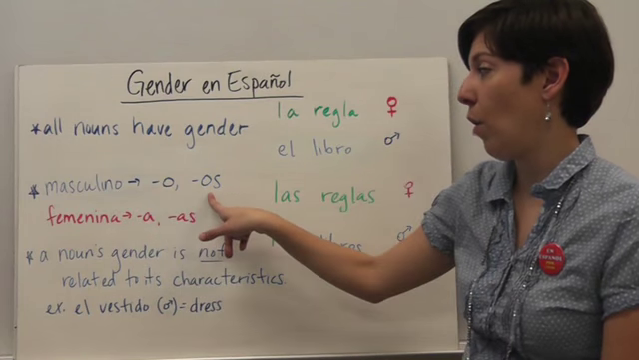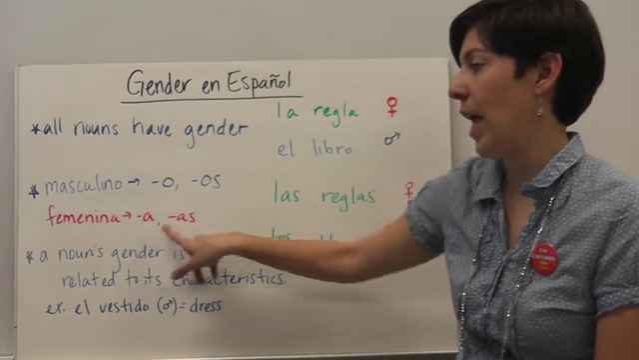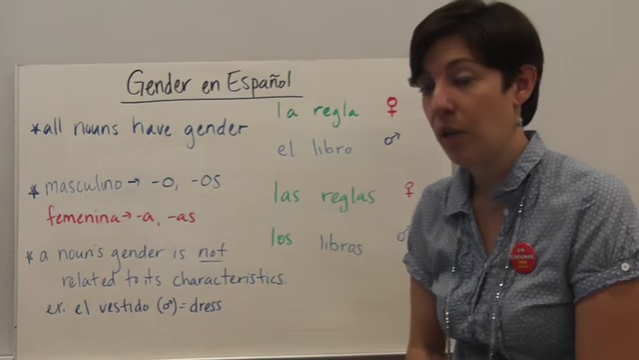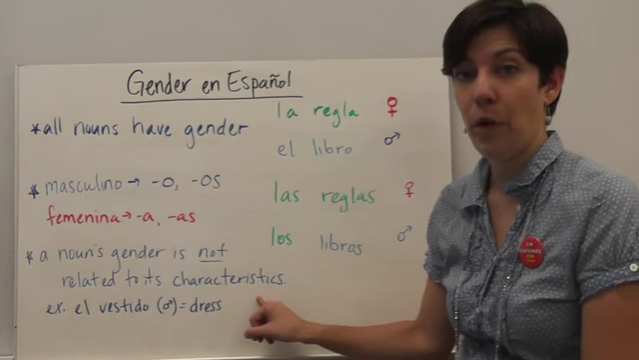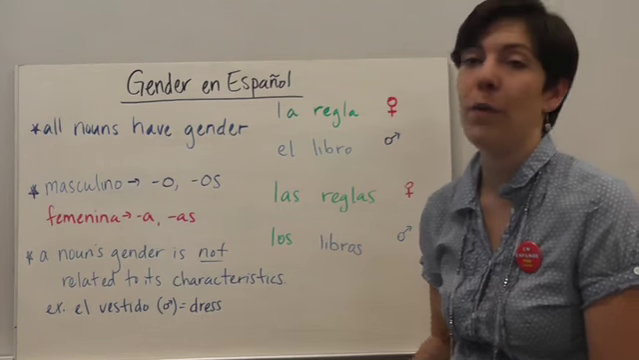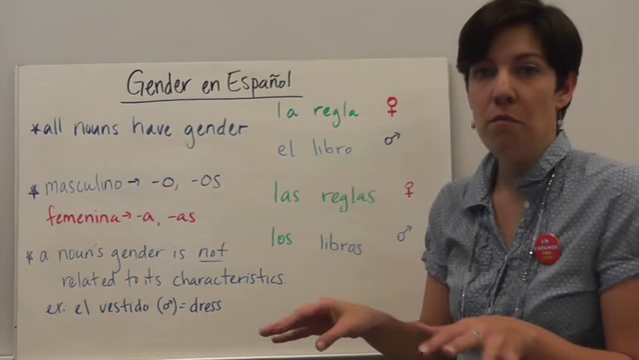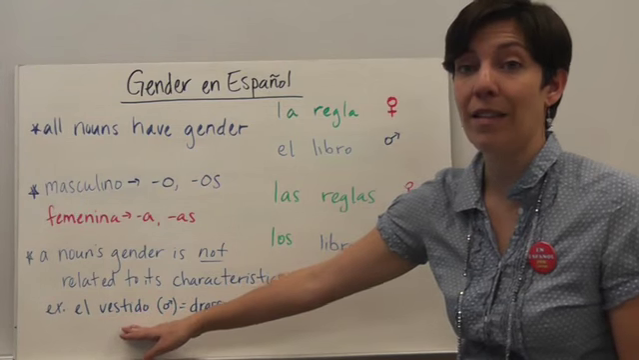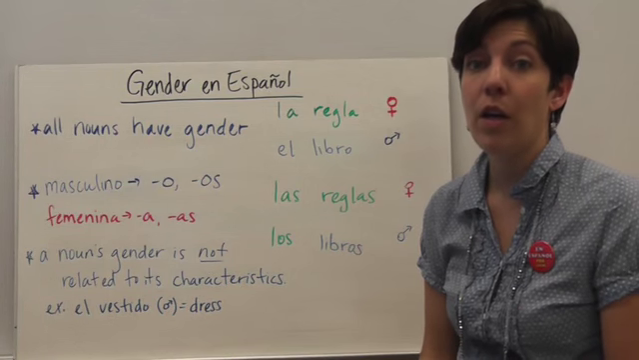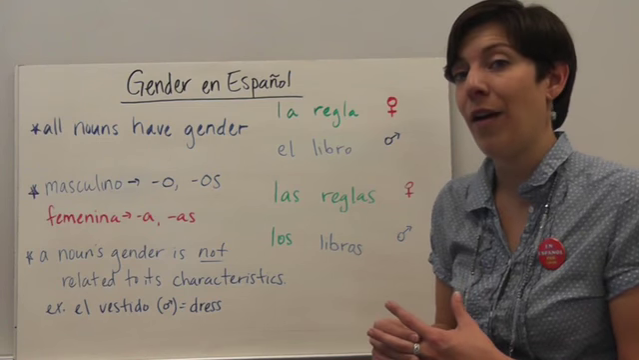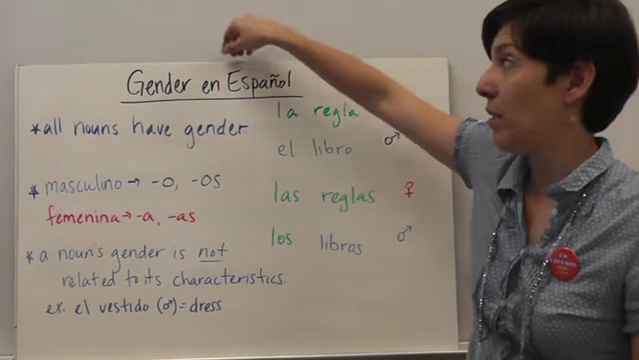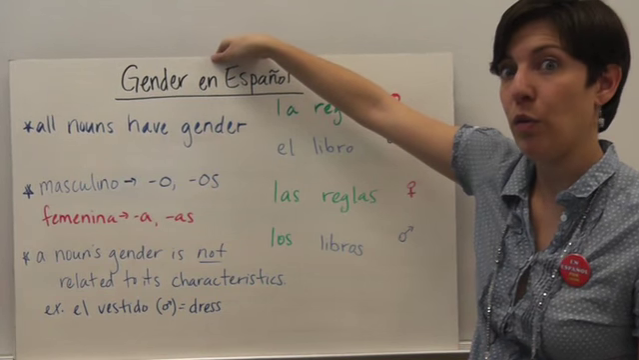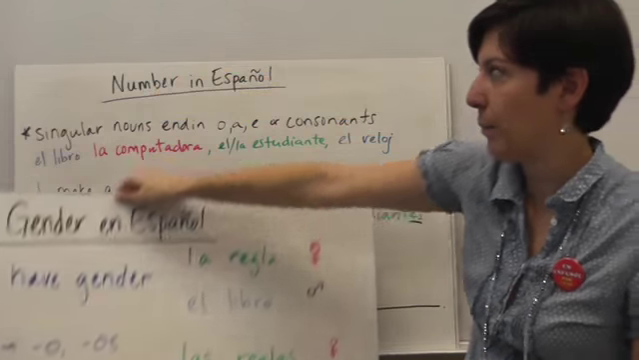Masculinos end in O or OS, and femeninas end in A or AS. Note, a noun's gender is not related to its characteristics, okay? Which means that a ruler is not feminine because it looks like a girl. Don't think like that at all. For example, el vestido, the dress, is actually a masculine noun. So the biggest thing is that you have to memorize it, all right? And it's not so hard once you get the hang of it, but keep in mind that it does not have to do with the characteristics of the noun.